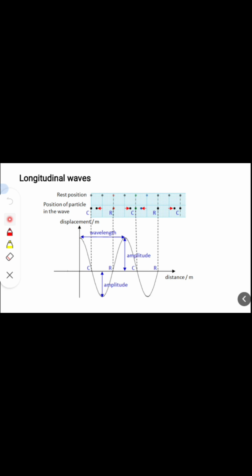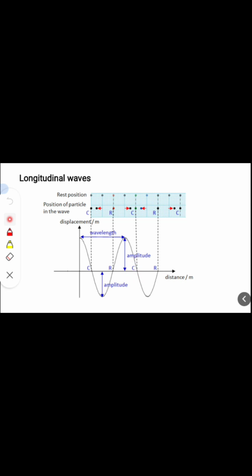Suppose the compressions and rarefactions are not given, so we don't know which one is the compression and which one is the rarefaction, and we have to find out. Then you should consider it in this way. Here the particle is moving on the left side, here the particle is moving on the right side, right? So the particles are moving away from it, so this point would be a rarefaction. It is showing the rarefaction point, where the rarefaction is happening.